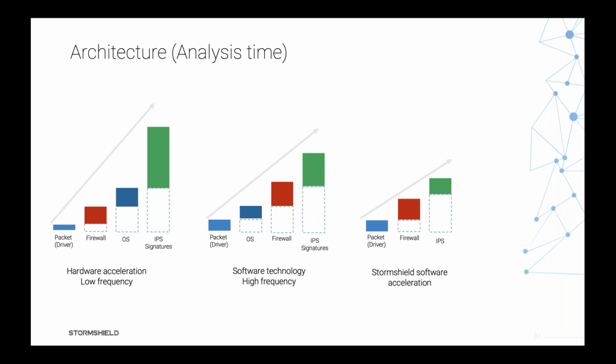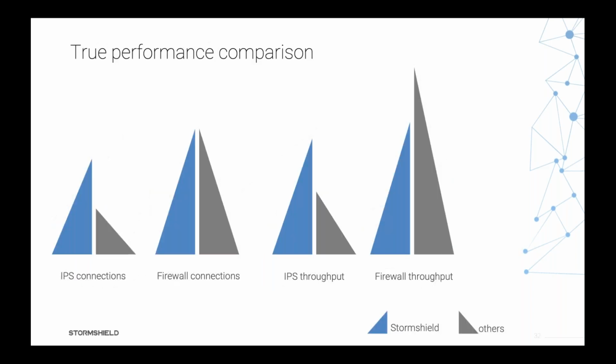That's why we are in the middle in terms of firewall throughput, but we have the fastest IPS throughput. This is something very obvious you can see when you look at the specification of different products. And when it comes to the true performance comparisons, that's what we're trying to focus on. You look from the left side, you have IPS connections. On the left, the blue one is Stormshield. On the right side, you will see others, and this is a claim. It's not 100% accurate, but just to deliver the idea.